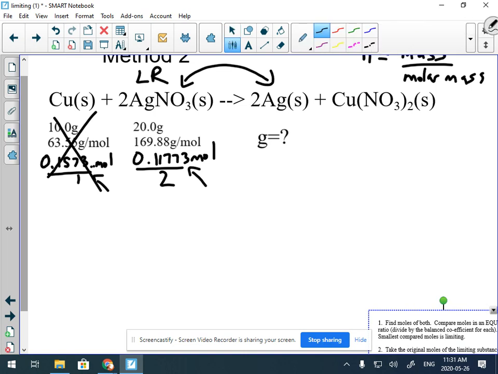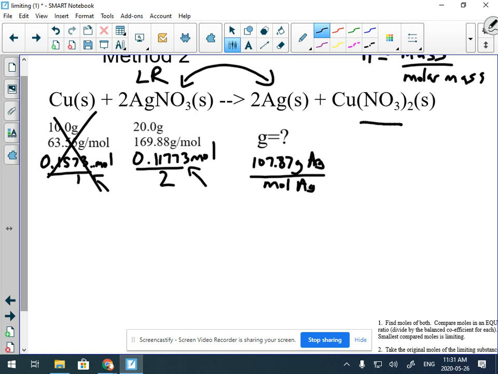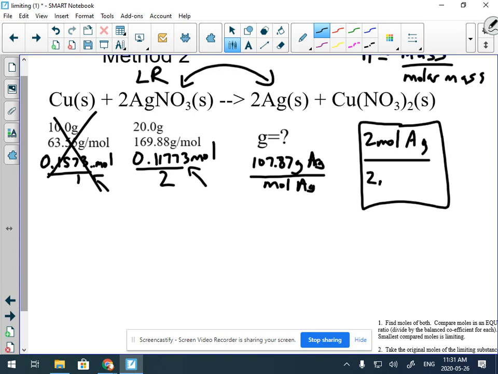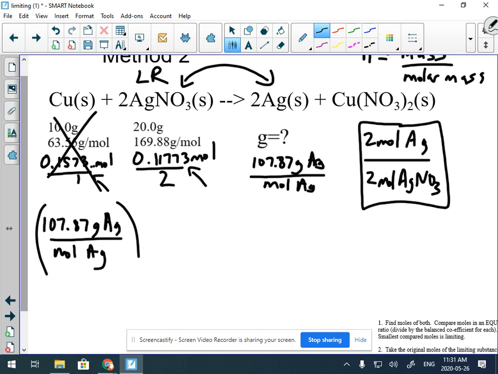Now, because I'm comparing these 2, we need to set it up just like a normal stoich problem. If I'm solving for mass, what goes with mass? Molar mass. I have 107.87 grams of silver for every mole of silver. And because now I'm comparing those, I have a mole ratio: 2 mole silver over 2 mole silver nitrate. This question wants the mass of silver, so I'm going to start with the molar mass of silver: 107.87 grams silver per mole silver.